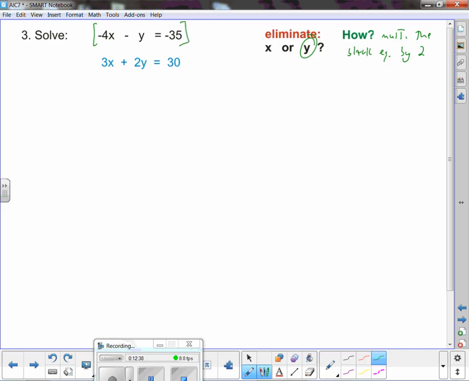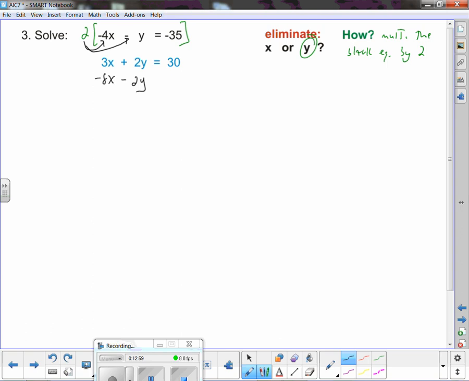So let's go in and bracket the black equation. We're going to put a 2 out in front. All right, so we're going to end up with a new black equation. I'm going to do it underneath. So 2 times a negative 4x is a negative 8x. 2 times a negative y is a negative 2y.